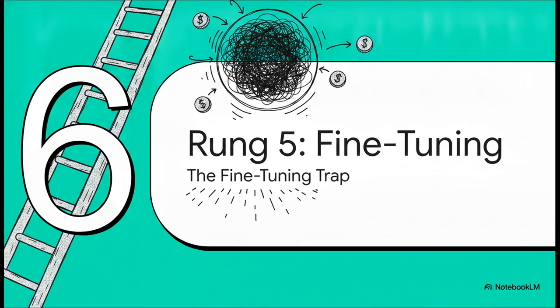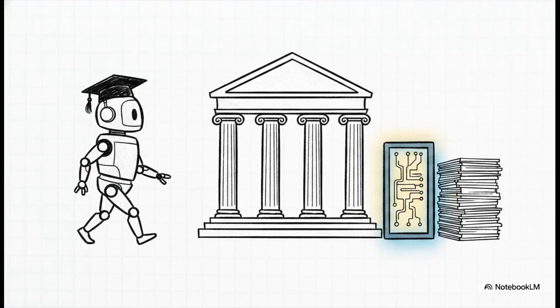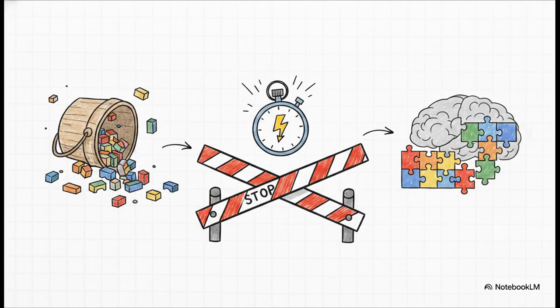Rung 5, the fine-tuning trap. Now that we're nice and secure, let's explore the very top of the ladder. And honestly, it's a very expensive trap that a lot of beginners mistakenly try to jump to first. If RAG is giving your intern a handbook, fine-tuning is sending your intern back to a 4-year university. It is the process of fundamentally retraining the model's core weights and biases. That requires massive compute power, incredibly clean data, and some serious machine learning expertise, just so you don't accidentally degrade the model's baseline intelligence.